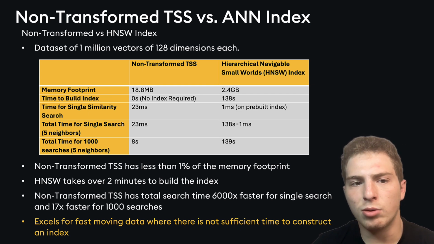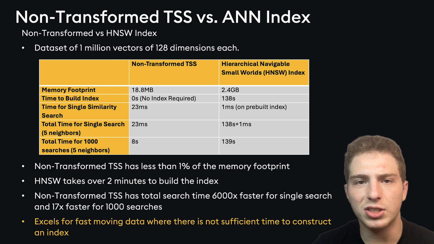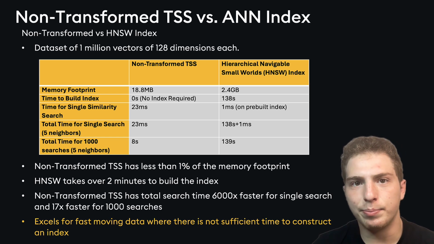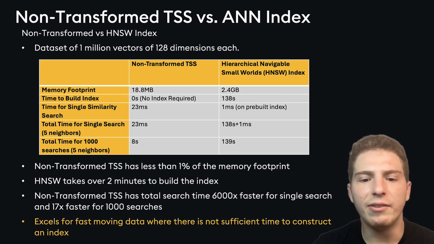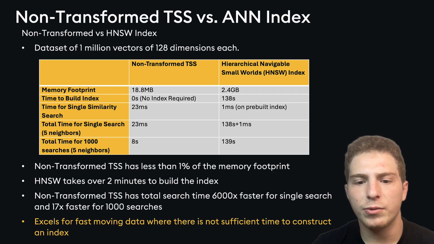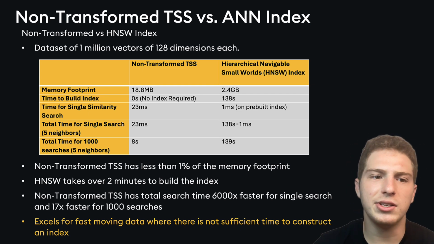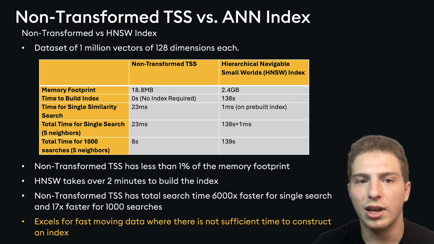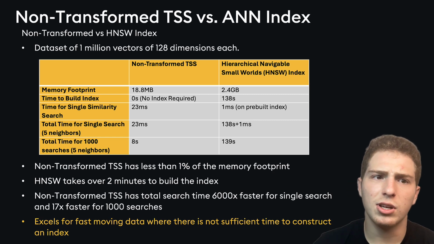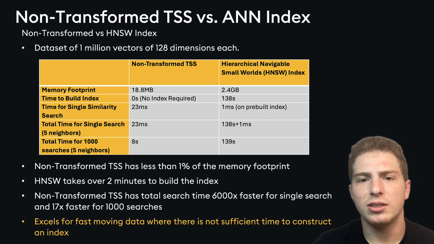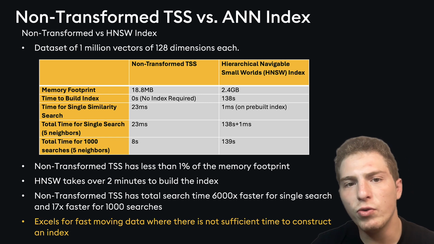The thing that determines whether we need non-transformed TSS here is whether we can afford this indexing time. For live data or fast-moving data, there's not sufficient time to construct an index, so we're forced to use non-transformed TSS. We also get these massive memory gains, because non-transformed TSS takes advantage of how data is moving over time in order to store it more efficiently.